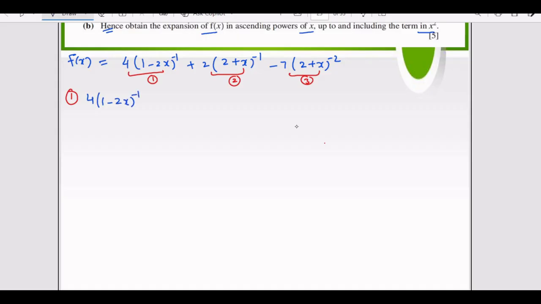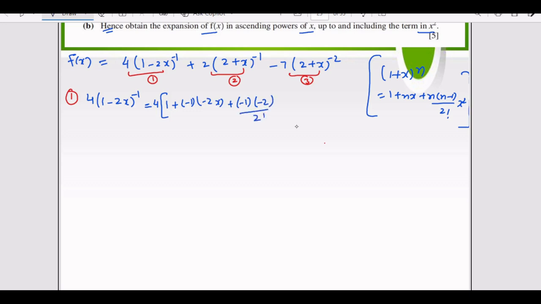The first thing you need to know is that when we do binomial expansion we use (1 plus x) to the power n, which is equal to 1 plus nx plus n(n minus 1) over 2 factorial x squared. We will use the first 3 terms. Here we already have 1, so we are not going to do anything, just expand it with the binomial expansion. 4 into 1 plus (minus 1) times (minus 2x), then plus (minus 1)(minus 2) over 2 factorial. Our x is now 2x, squared.